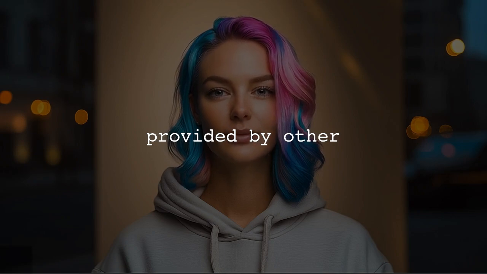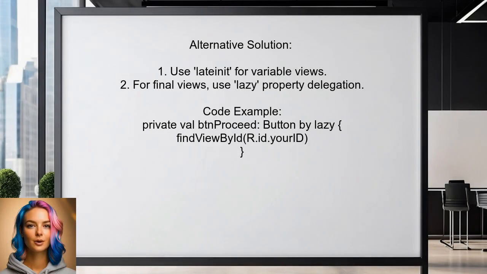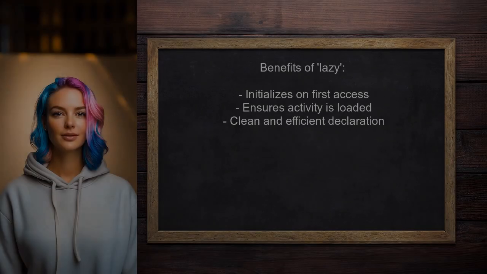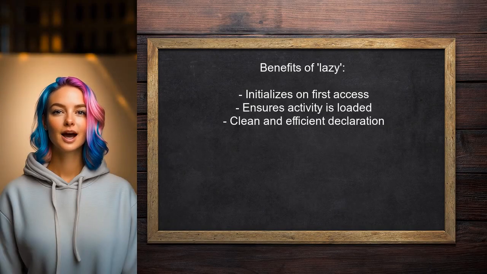Now, let's look at the answers provided by other users. One alternative approach is to use the lateinit keyword for your button declaration. However, this means your views will be variable instead of final. If you prefer them to be final, consider using lazy property delegation. With lazy, the button is initialized the first time you access it, ensuring your activity is loaded. This method provides a clean and efficient way to declare UI components.